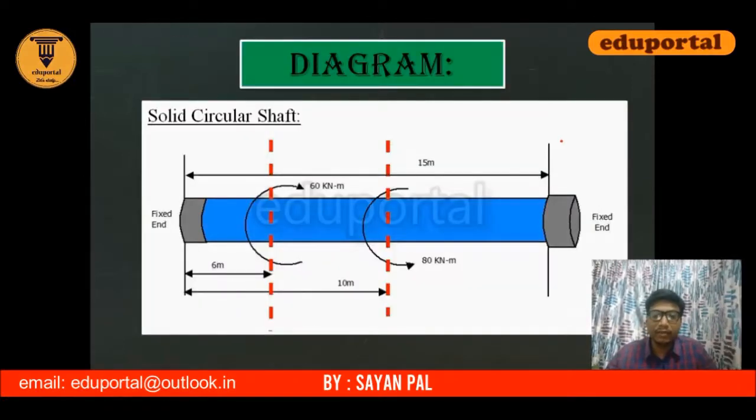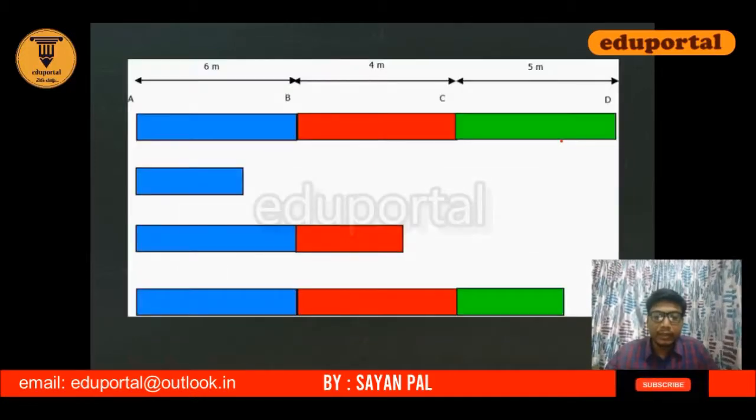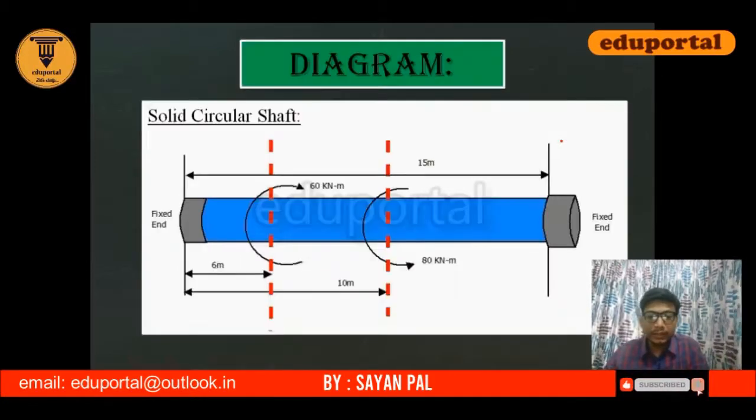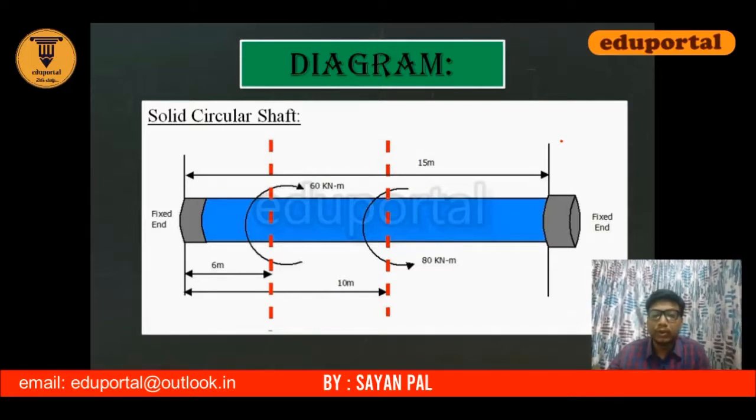This is the diagram for the question. This is the fixed left end. Okay, this is the fixed right end, and this is the 16 kilonewton meter couple. This is the 80 kilonewton meter couple. Okay, so these are there. This couple is acting at a distance 6 meter. This couple is acting at a distance 10 meter.